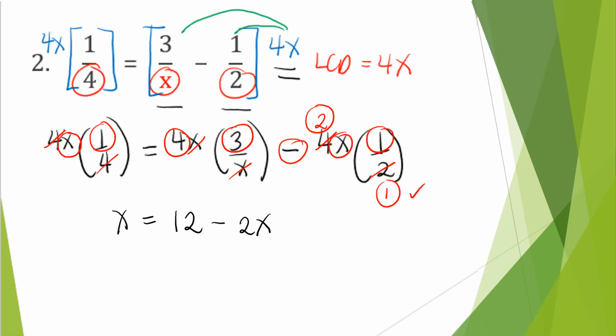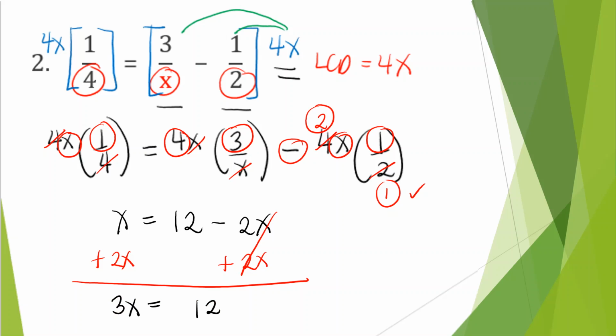The next step is to solve the equation. To solve the equation, we can start by adding positive 2x. Cancel. So x plus 2x is 3x is equal to 12.